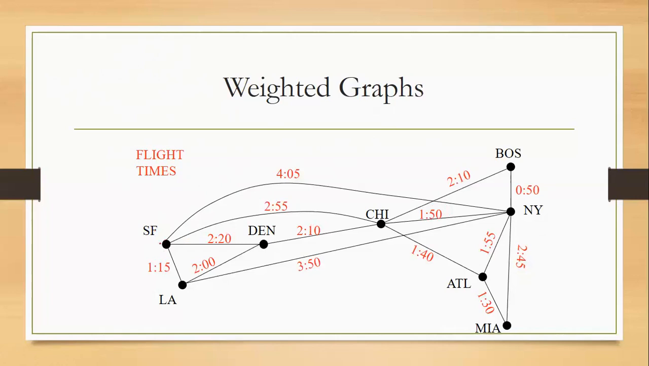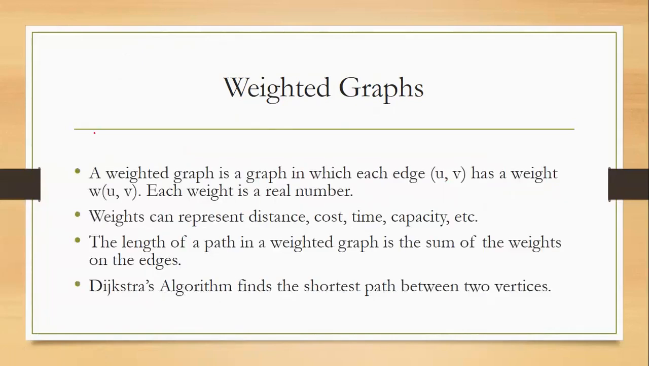A weighted graph is basically when you are giving some kind of value to the edge. You are assigning a number to each edge. So basically, what is a weighted graph? A weighted graph is a graph in which each edge u comma v has a weight w for the edge u comma v, and each weight is a real number. Now, what do the weights represent? They may represent distance, cost, time, capacity, etc. The length of a path in a weighted graph is the sum of weights on the edges.